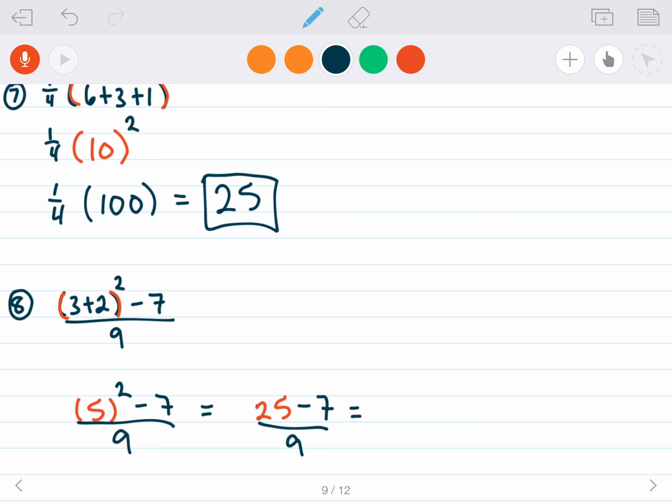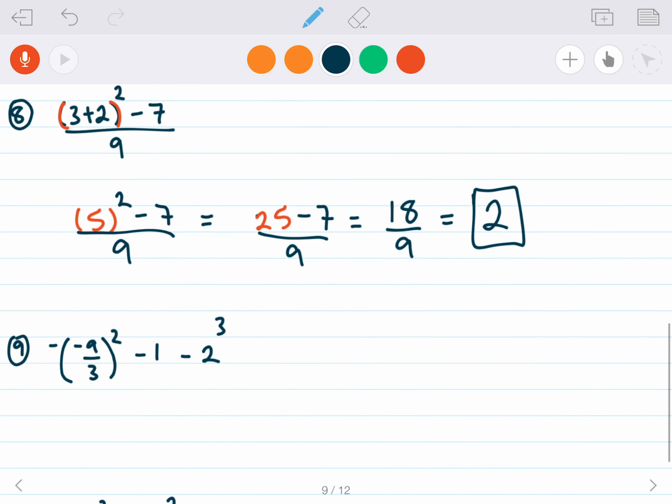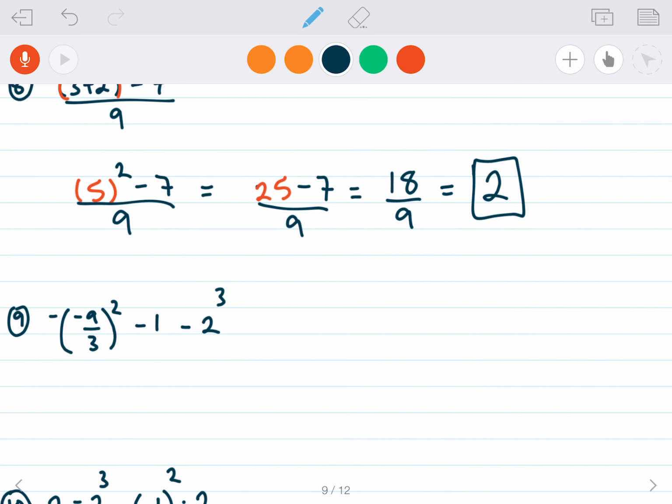25 minus 7 on top is 18 over 9. Now remember what this fraction bar means. It just means division. So 18 divided by 9 is 2, and that's our final answer, completely simplified. All right, let's move right along and look at number 9.